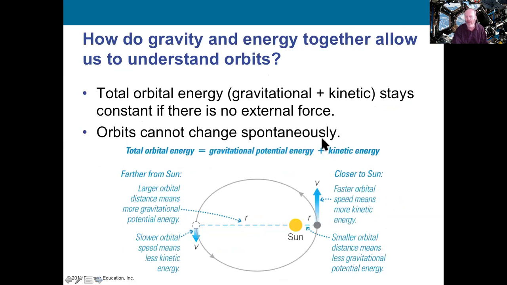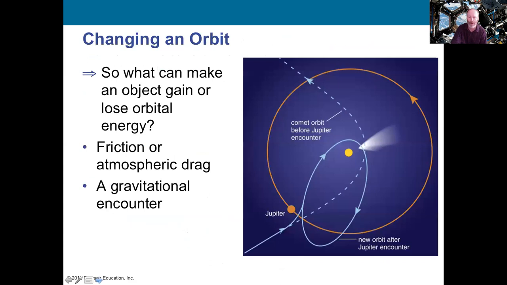So orbits go around, and they have gravitational and kinetic energy. They're moving, so they have kinetic energy. They're also bound to the Sun, so they have gravitational energy. When they're closer to the Sun, they're going faster. When they're further away, they're going slower. So we have our energies being traded back and forth. But orbits don't change spontaneously. They just keep going the way they're going unless an outside force acts on them. That's one of those Newtonian laws.